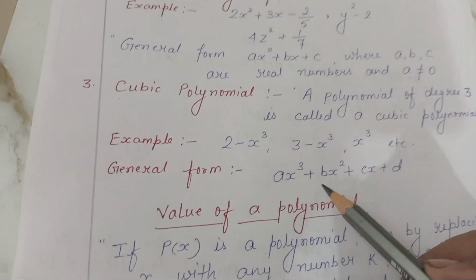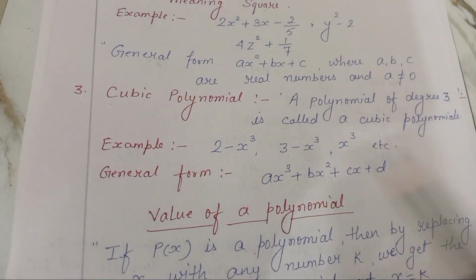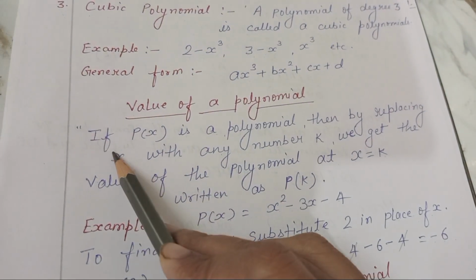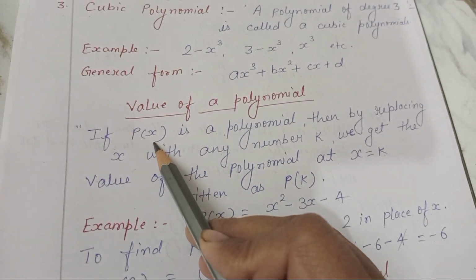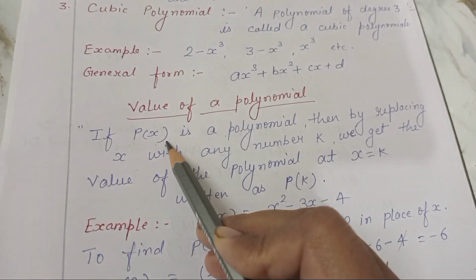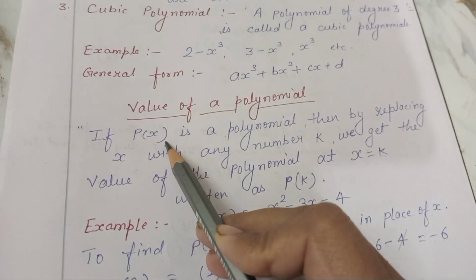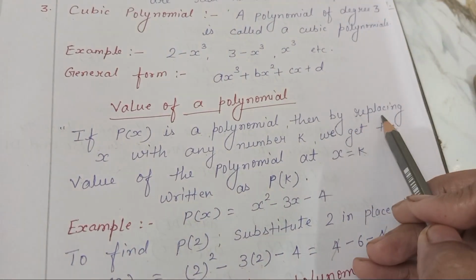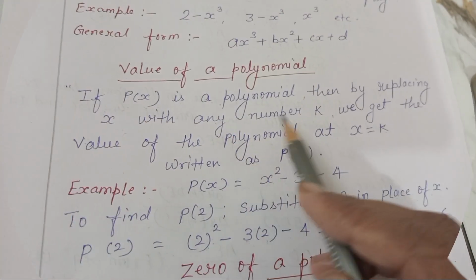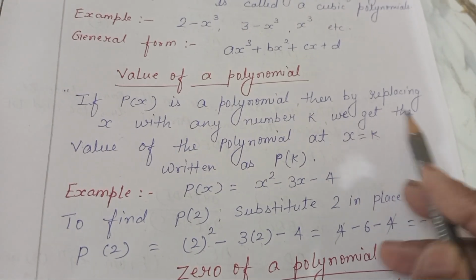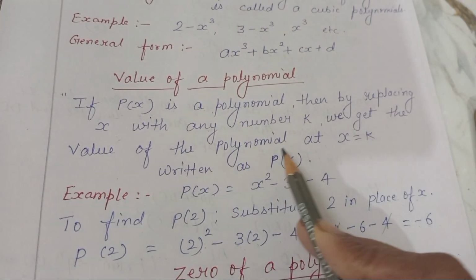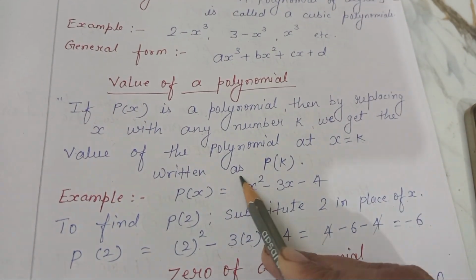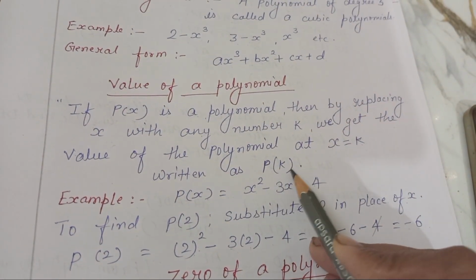Now we will learn about the value of a polynomial. If p(x) is a polynomial, then by replacing x with any number k, we get the value of the polynomial at x equal to k, written as p of k.